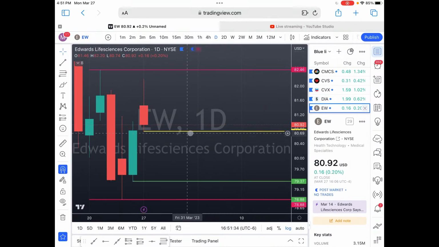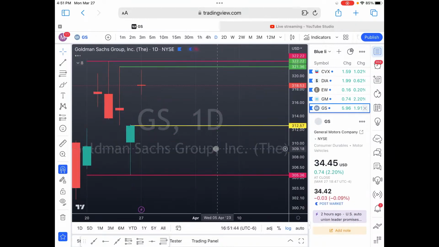If we move on to EW, same thing, 2 up, finish red, 122 rev strat. We're also looking to break out of that inside bar, those 2 pink lines on EW. So puts at $80.74.